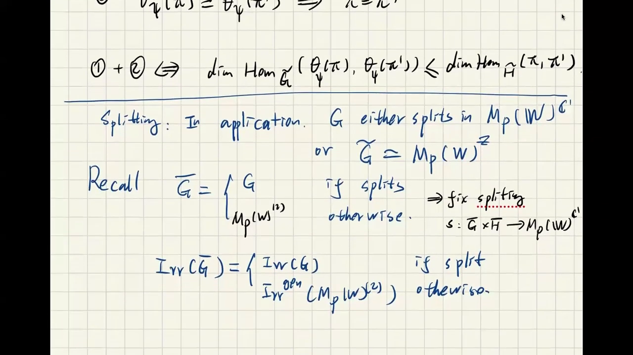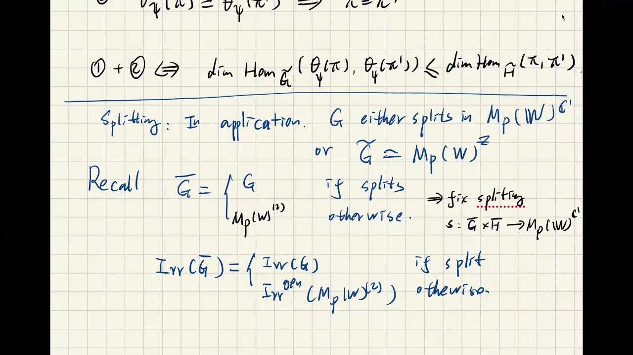Okay, recall we have mentioned the splitting. In application, we actually do not really like the covering group G tilde, because in most cases this G tilde is a split covering. Recall that G is either split in this covering, or G tilde is just a metaplectic covering. So recall that G bar is just G if it's split, and the metaplectic 2-cover if it's not split.